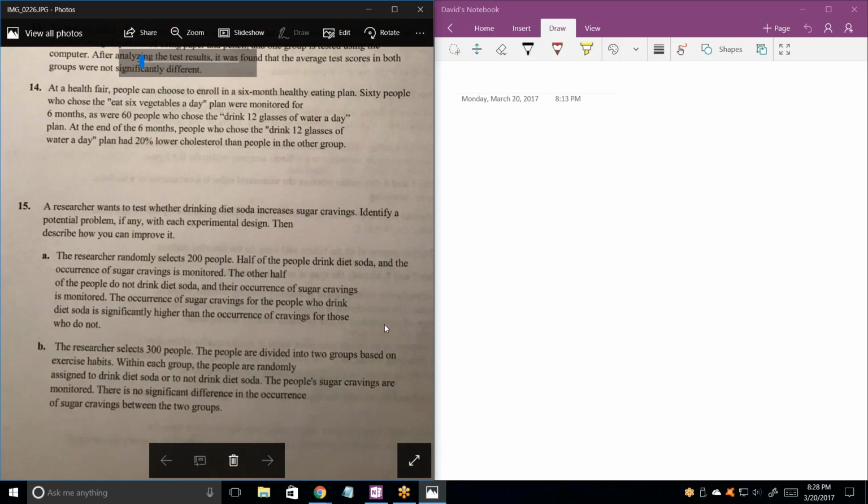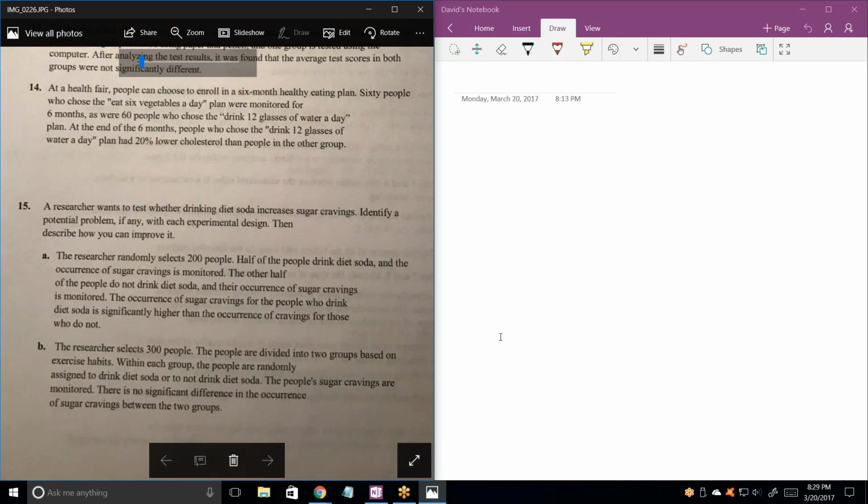So if you were going to improve it, you would divide the people into two groups randomly. Then you could feed diet soda to one group and non-diet soda to the other. Now, if there's no significant difference in the sugar cravings, that might be meaningful. It might be. And then if somebody wanted to reduce their sugar consumption, you drink diet soda, right? If drinking diet soda increased your sugar cravings, then I'm not sure that you're accomplishing anything by drinking it. I don't think so, no.